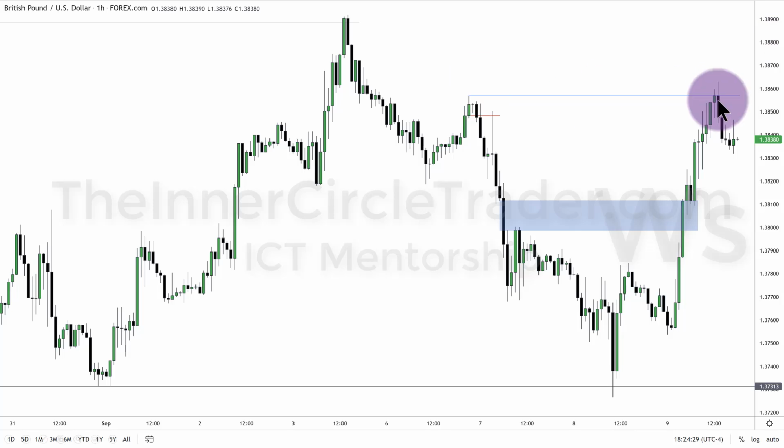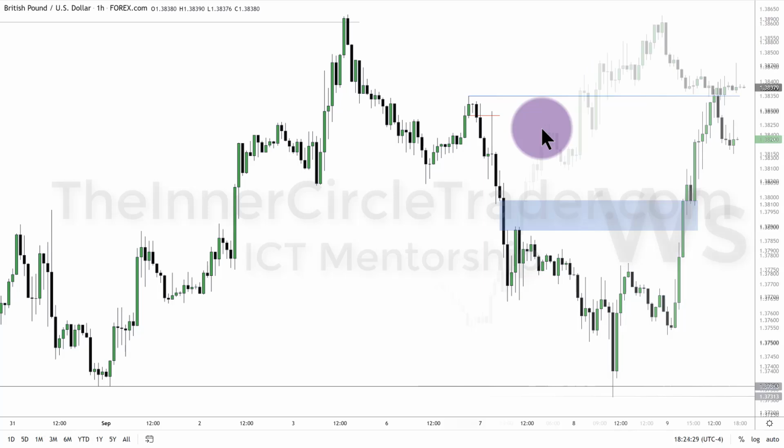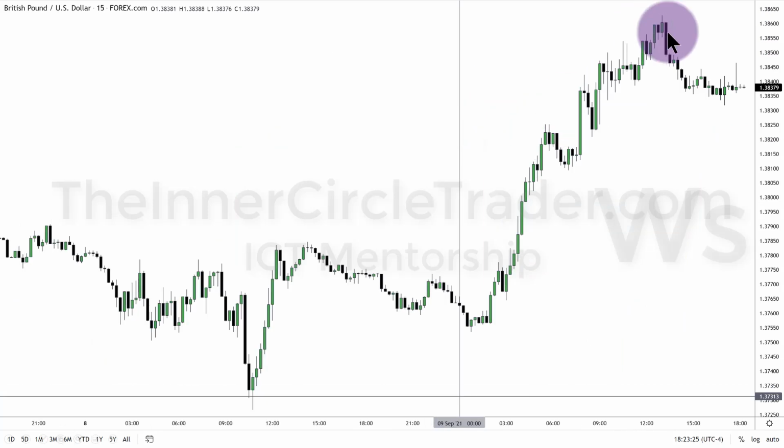There, it sweeps it, and look at the bodies of the candles matching up with the high. Just beautiful. And there's that run into that buy side liquidity pool on the 15-minute time frame.